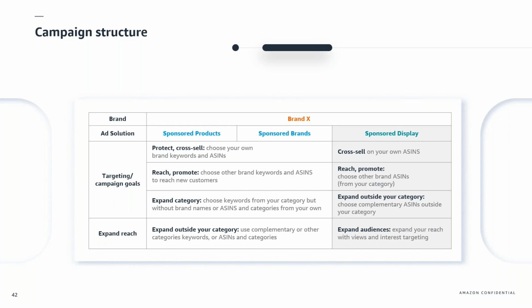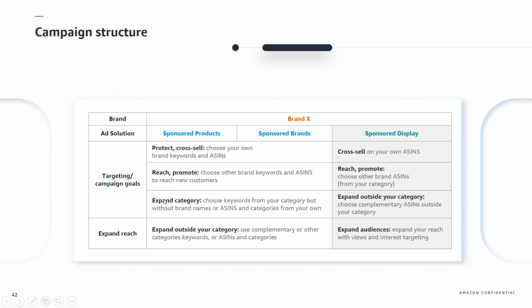Then the alternative is to either set up a sponsored products or sponsored brand campaign where you choose other brand keywords and ASINs to reach your new customers, right? Same thing for sponsored display. You can choose other brand ASINs and do product targeting on sponsored display as well.